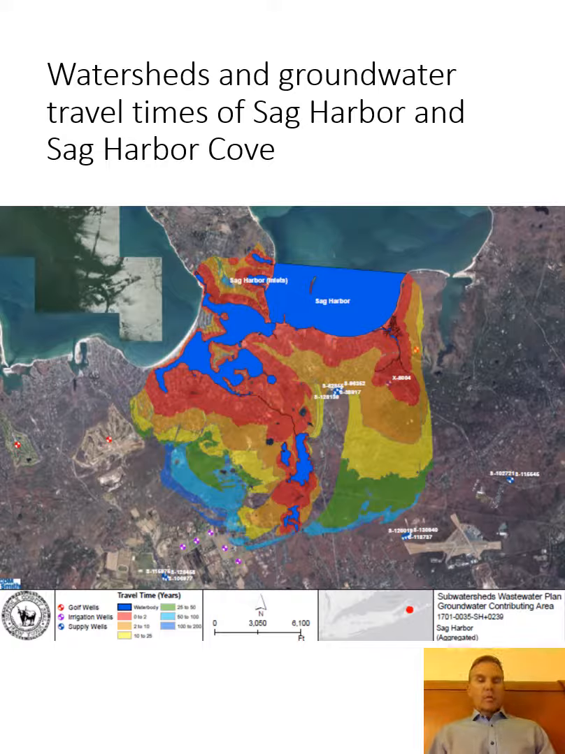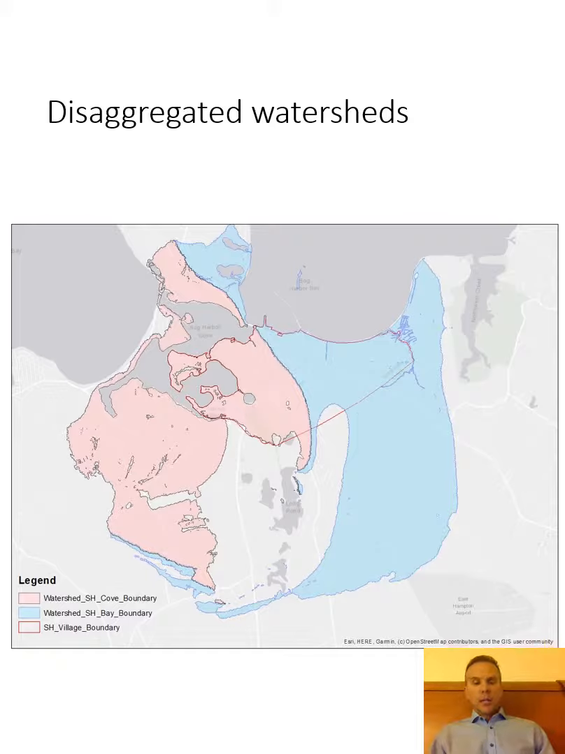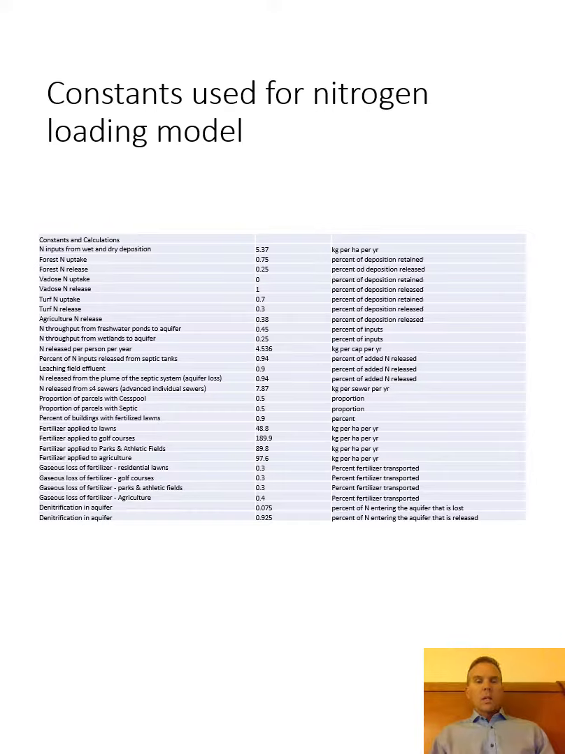In addition to having the groundwater travel times, we then disaggregated these watersheds to have one specifically for Sag Harbor, another specifically for Sag Harbor Cove. What's not shown here is we also added in the watersheds for Long Pond and the regions attached to Long Pond, because these watersheds also contribute towards Sag Harbor Cove. I'm also sending a PDF, so you can probably then see the details of this here.